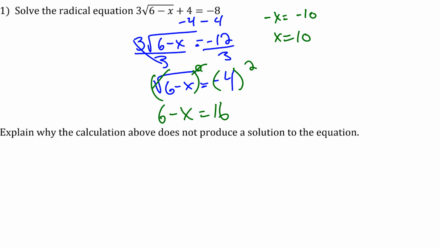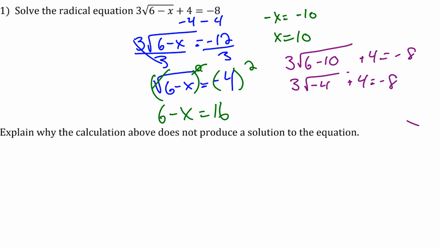However, we can't just go and circle that answer. We have to go back and check. What's 3 times the square root of 6 minus 10, plus 4? Is that equal to negative 8? Well, that gives me 3 times the square root of negative 4. Uh-oh, that's a problem. Plus 4 equals negative 8. The square root of negative 4 is not a real number.